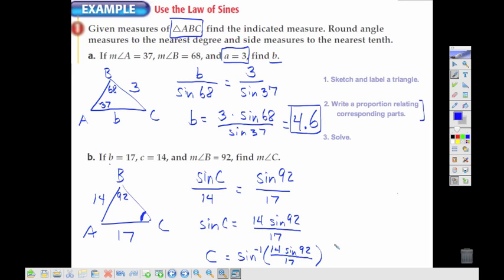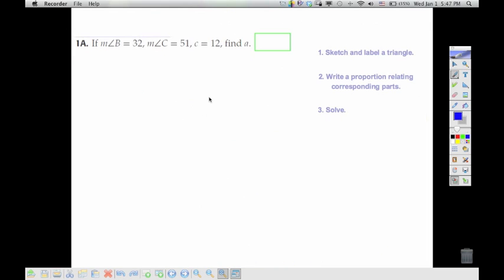Then this one should come to about 55. They ask for this to the nearest degree. They often ask for the sides to be to the nearest tenth and angles to the nearest degree.